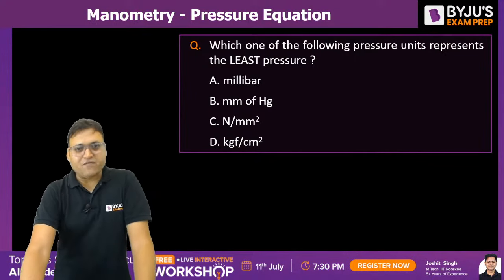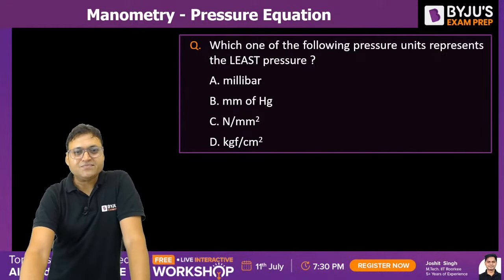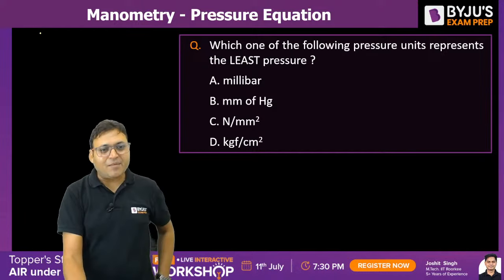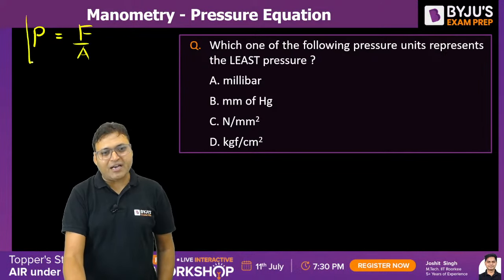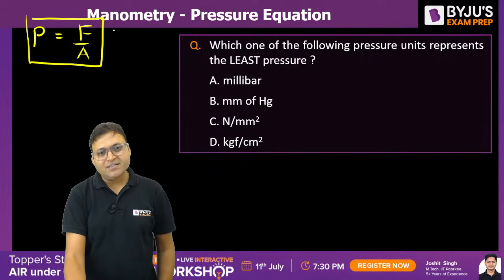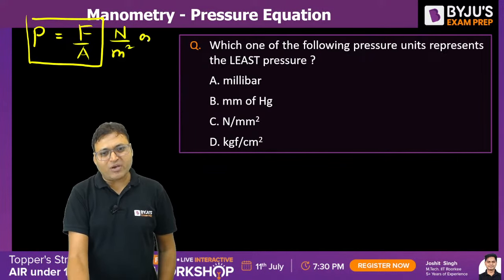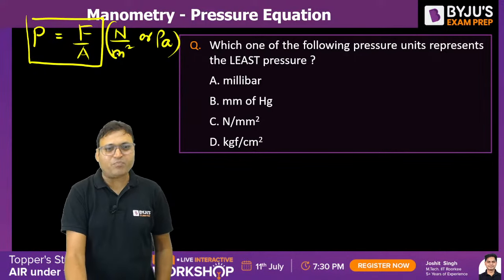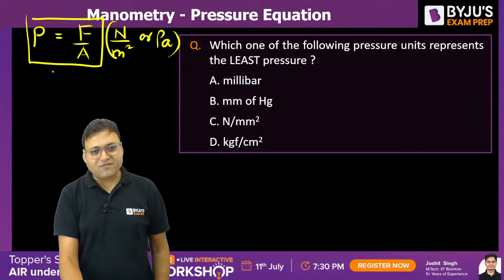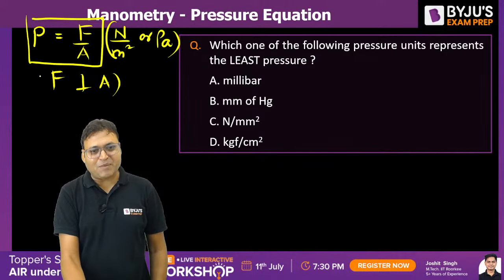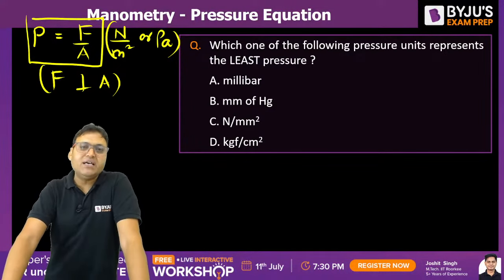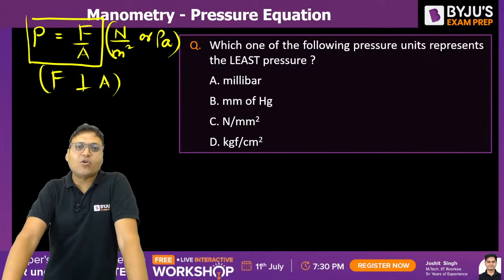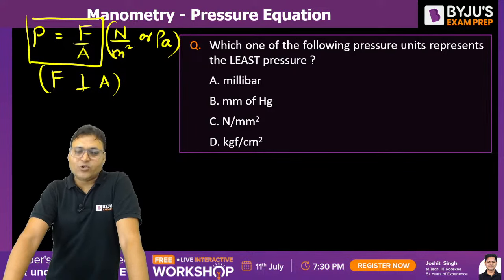So there is question number 1 on your screen. What is pressure? Pressure is force per unit area, normal force per unit area. The unit is Newton per meter square or Pascal. That is the SI unit of pressure. Force and area are always perpendicular to each other. The normal force exerted by the fluid per unit area is called the pressure of the fluid at that particular point. Force per unit area.